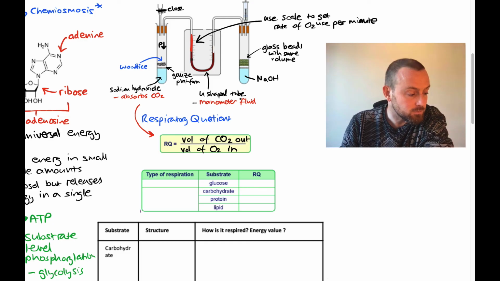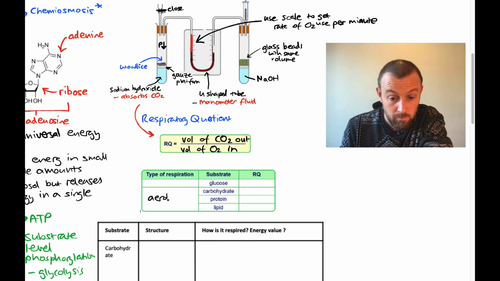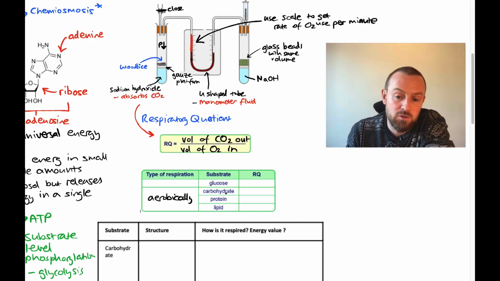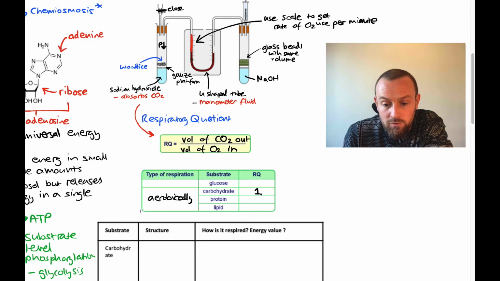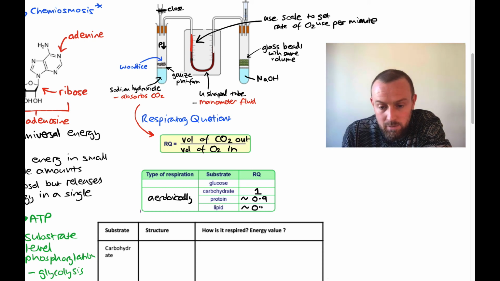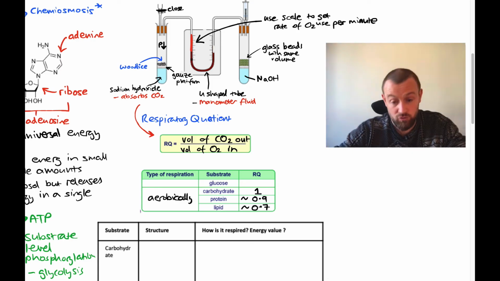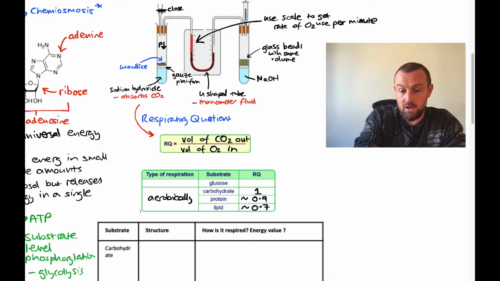If the wood lice are respiring aerobically, then they would have an RQ value of a maximum of 1 or below 1. And if they're respiring carbohydrate, they'd have an RQ value of 1. If they were respiring protein, they'd have an RQ value of about 0.9. So I'll put this little wiggle there because it's around 0.9, not exactly, but around. And lipid, again, around, not exactly, but 0.7. Why is that? It's all to do with the stoichiometry of chemical reactions involving respiration.